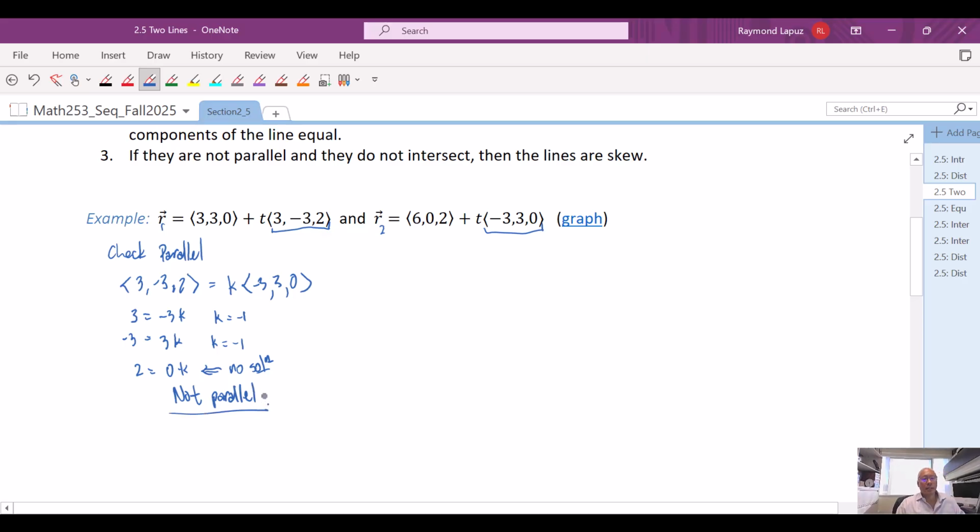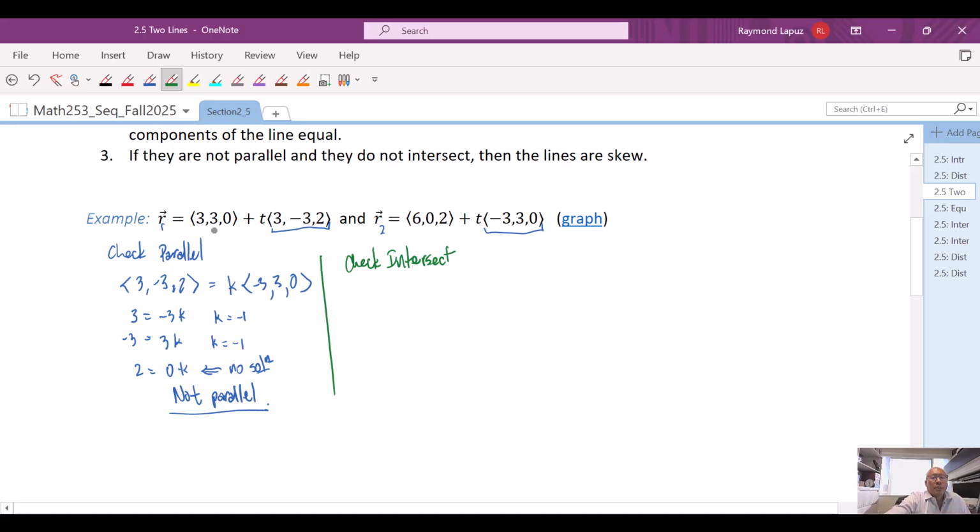So that eliminates the first option. For the second option, we want to see if they intersect. And generally, when we check for things intersecting, we want to set something equal to something. Well, the most natural thing to do is to rewrite these lines in terms of parametric form, and we'll set the components equal to each other.